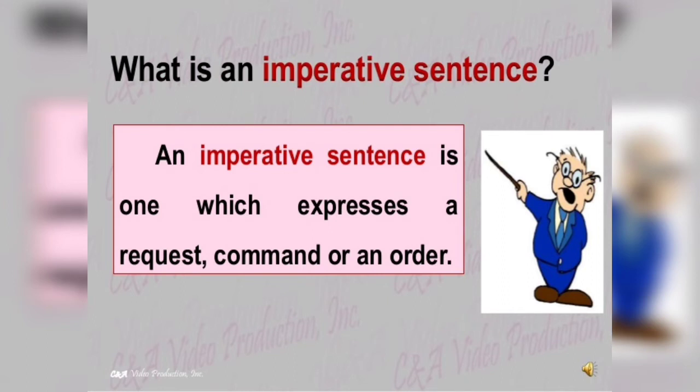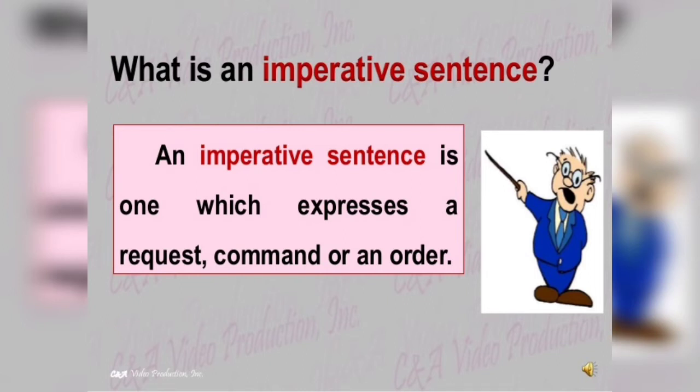Now let us learn the second kind of sentence, that is, what is an imperative sentence. An imperative sentence is one which expresses a request, command, or an order. It is very simple. Imperative sentence. Correct? We have already learned in subject and predicate where the sentence comes without a subject. So you will understand in this. Correct? So it is a request, command, or an order.